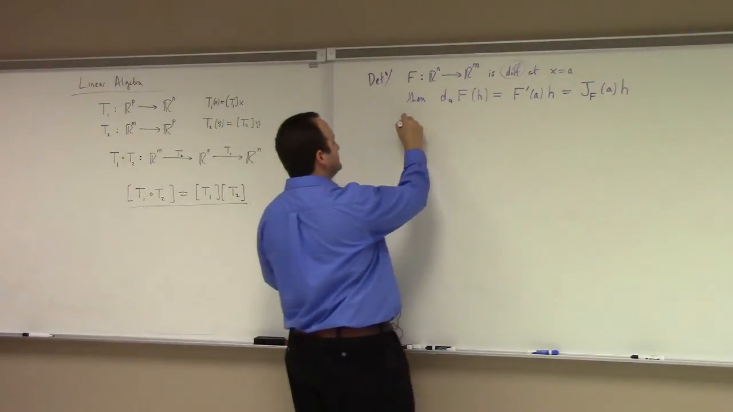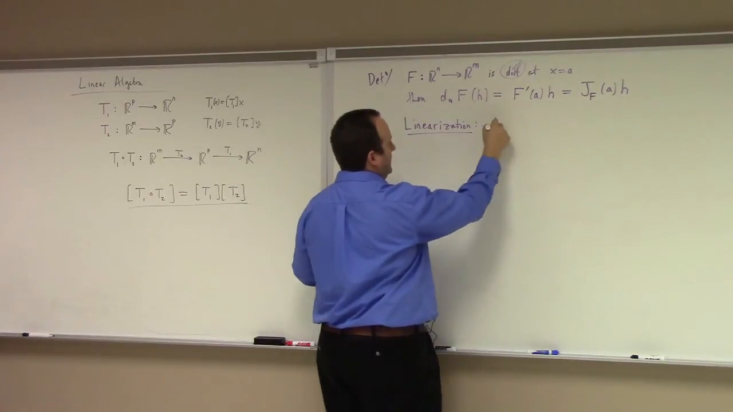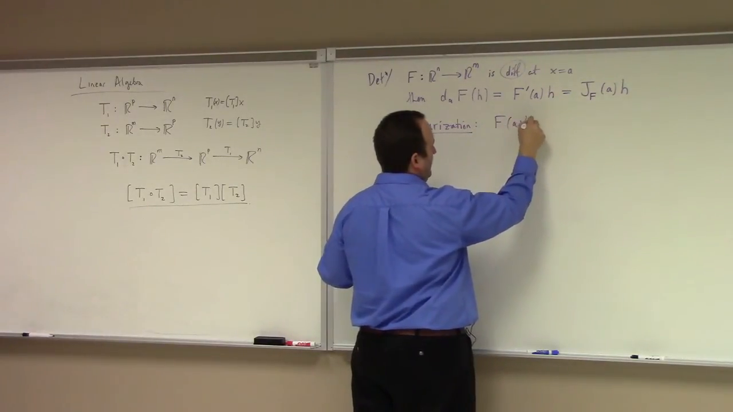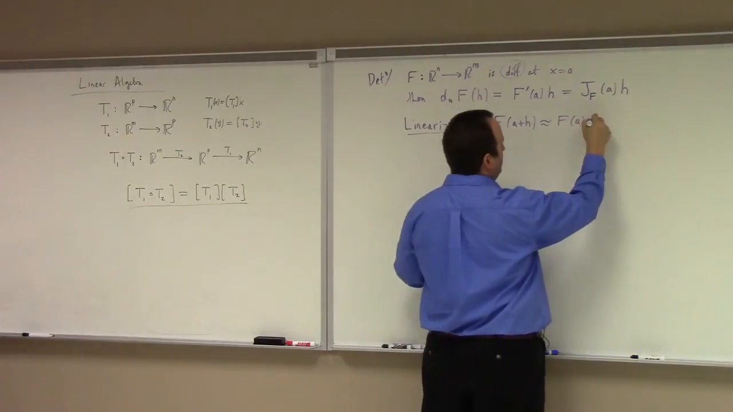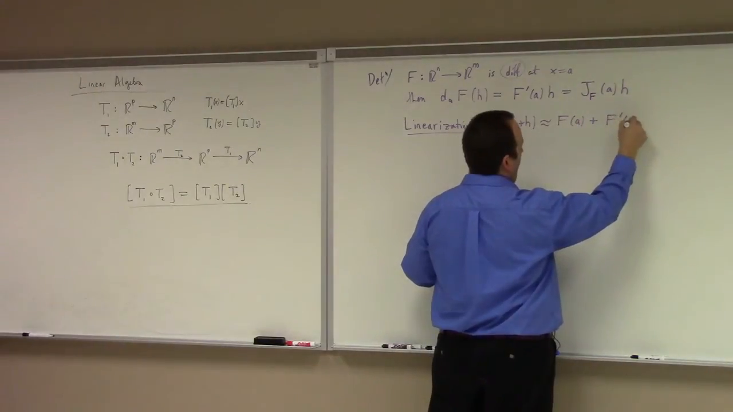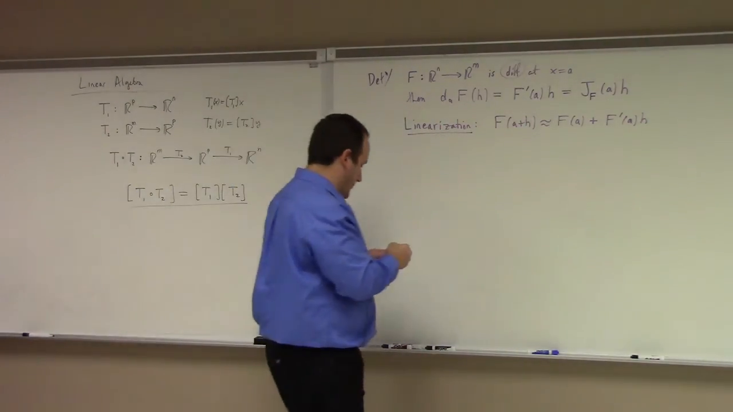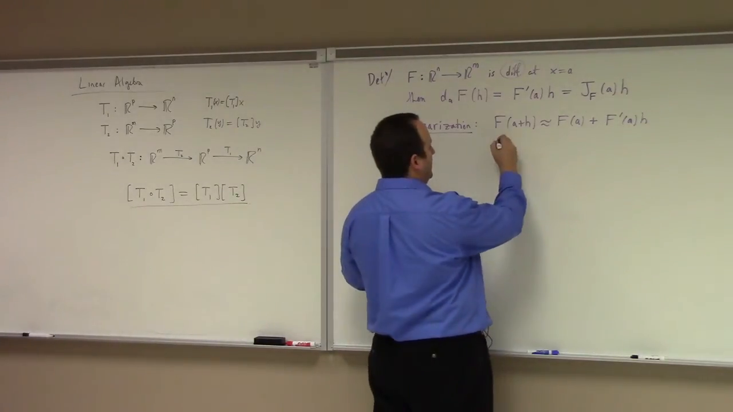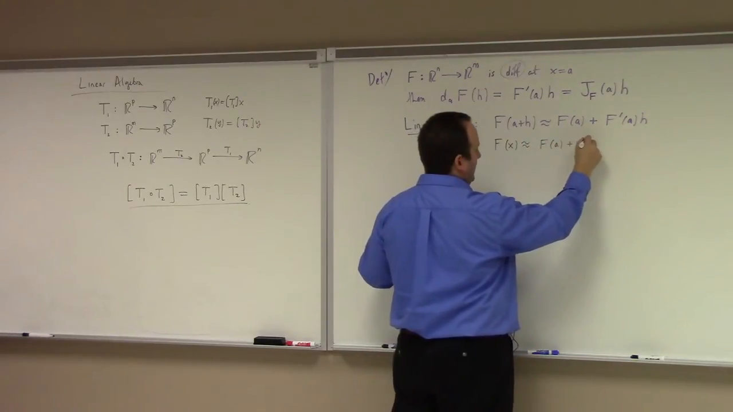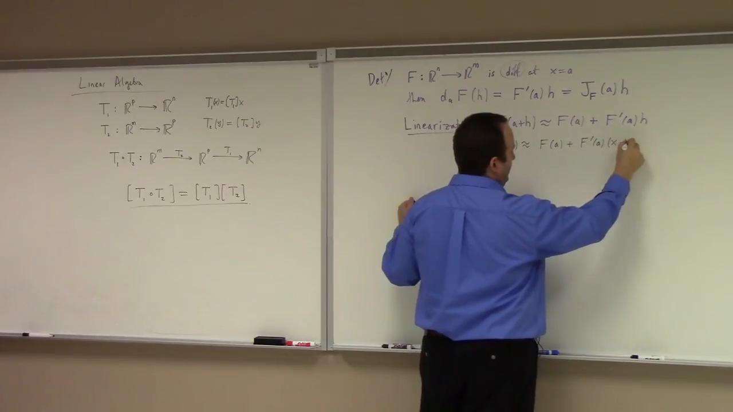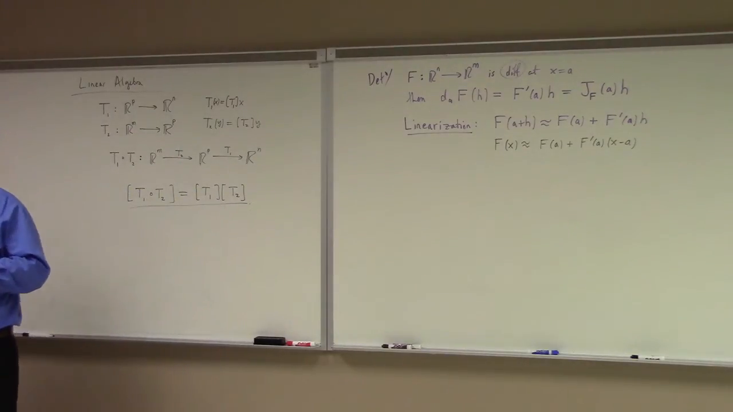What's the linearization of f? We have f of a plus h is not equal to, but approximately equal to f of a plus f prime of a times h. Or, if you don't like that notation, we also have f of x is approximately f of a plus f prime of a times x minus a. Keep in mind, don't be fooled, that's a matrix column multiplication I'm writing there, as I showed you guys in the example last time.